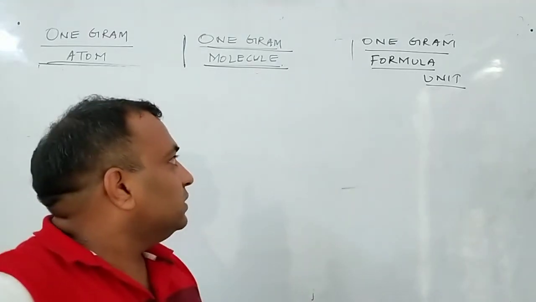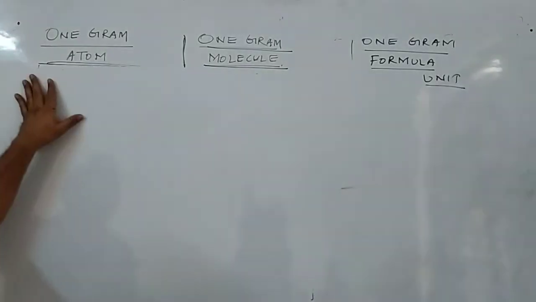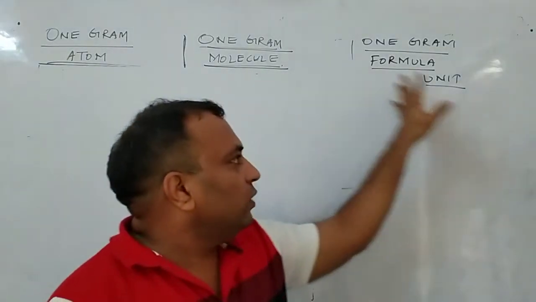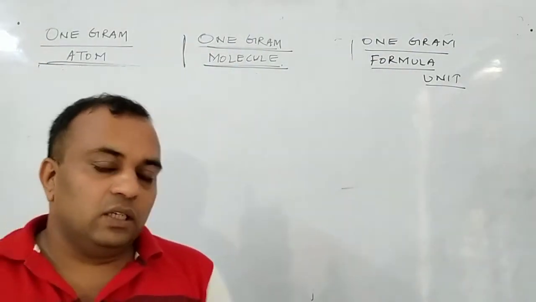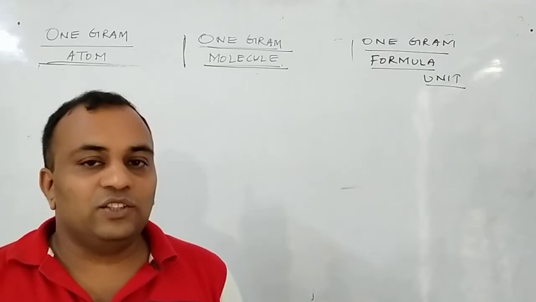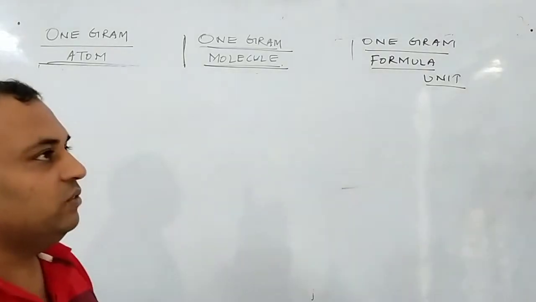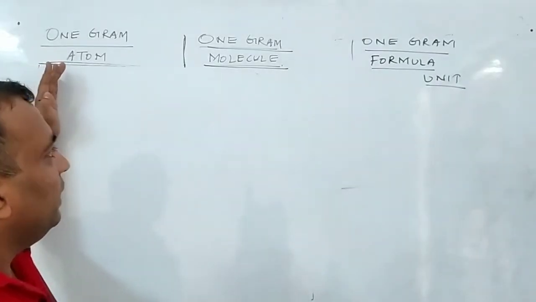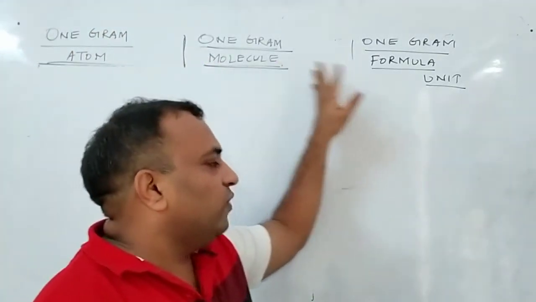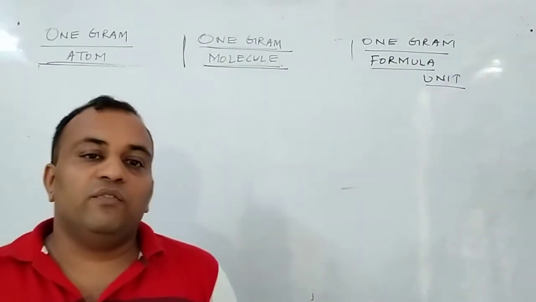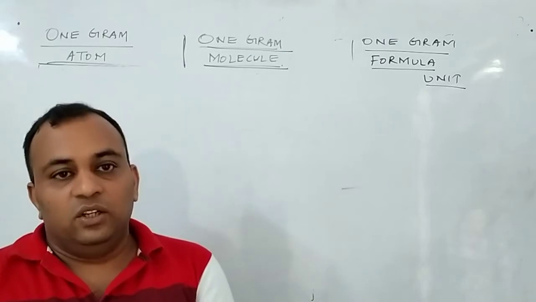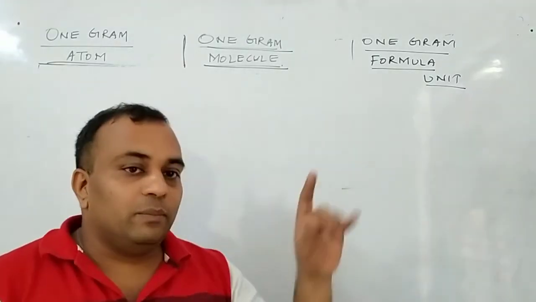Okay, so I'll start with the first one, that is the concept of 1 gram atom, 1 gram molecule and 1 gram formula unit. Students, you know about the mole concept. In the historical period, your mole concept was divided into three parts: 1 gram atom, 1 gram molecule and 1 gram formula unit. The mole is a platform that has combined all these things. So this is said to be the historical concept of mole.